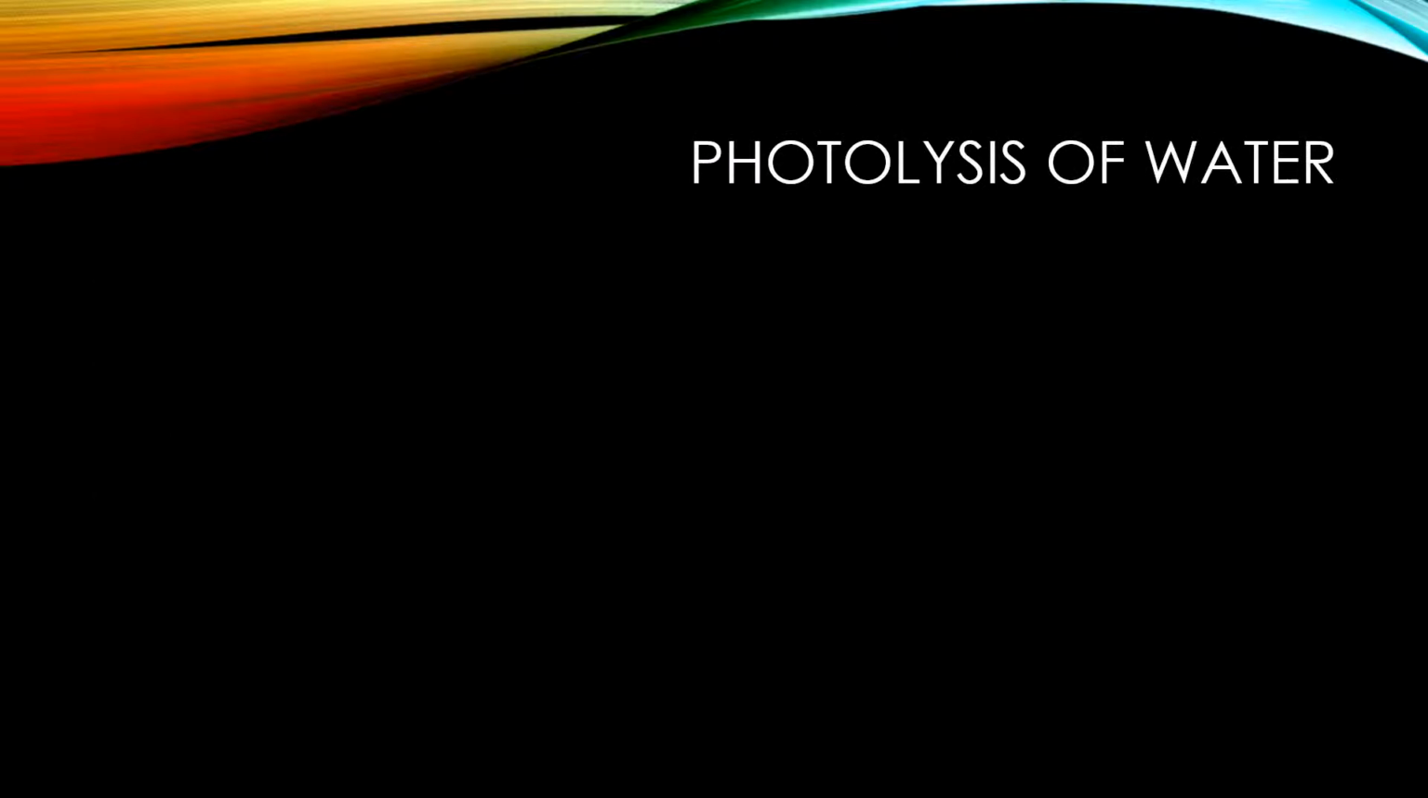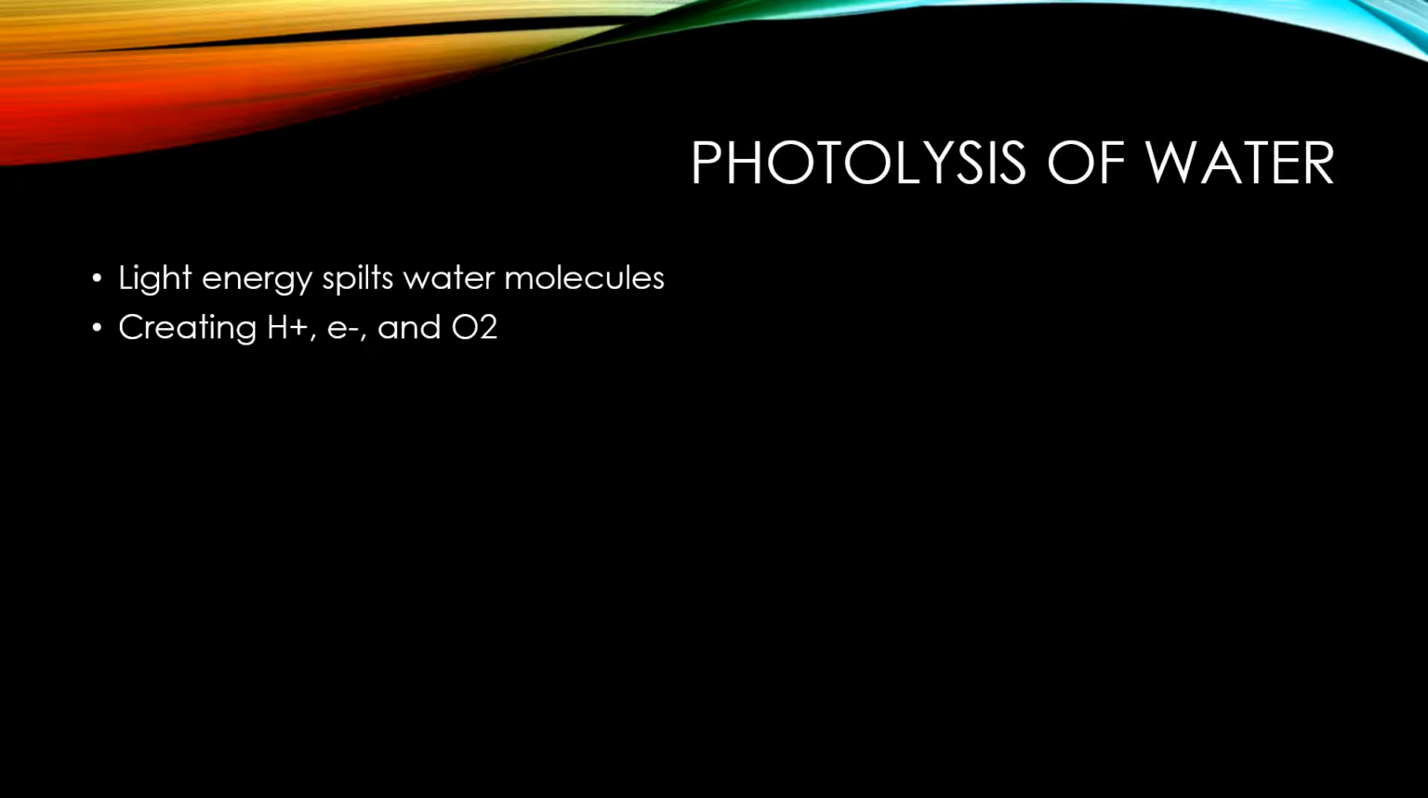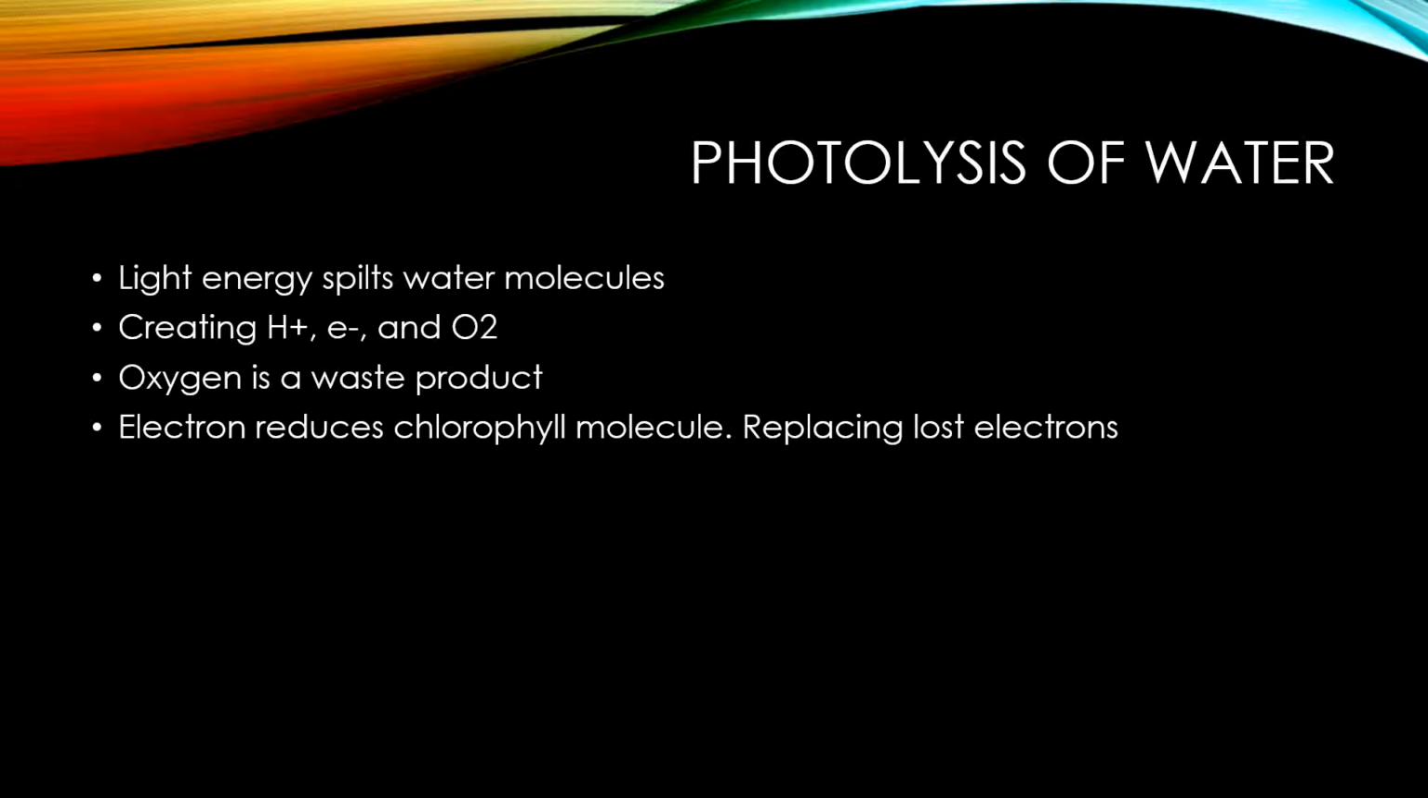Photolysis of water. Light energy splits water molecules, creating H plus, electrons, and oxygen. Oxygen is a waste product. Electrons reduce the chlorophyll molecule that was originally oxidized, replacing the lost electrons, and H plus is taken by the NADP.